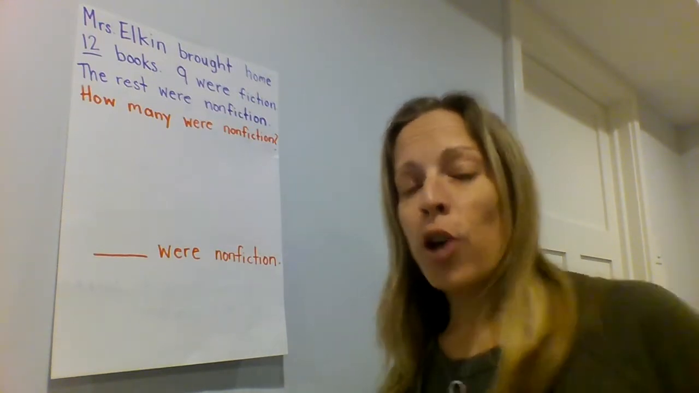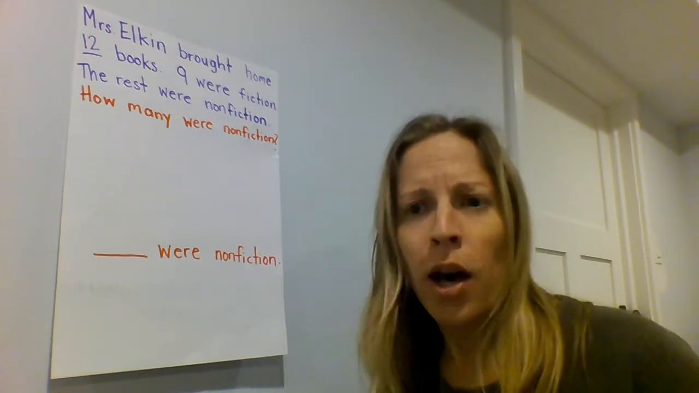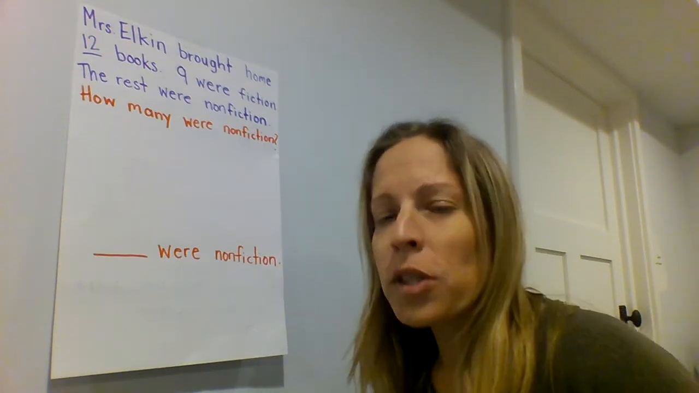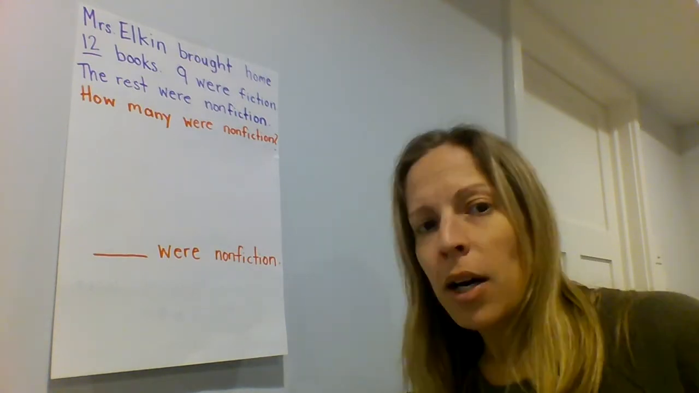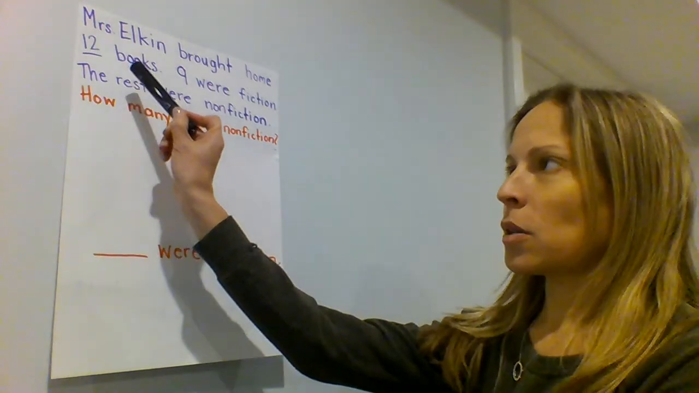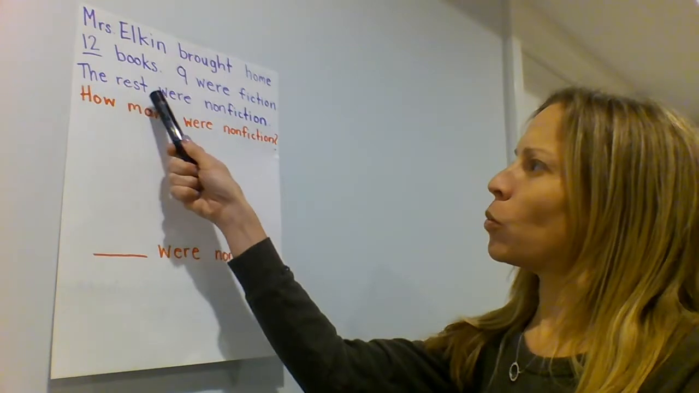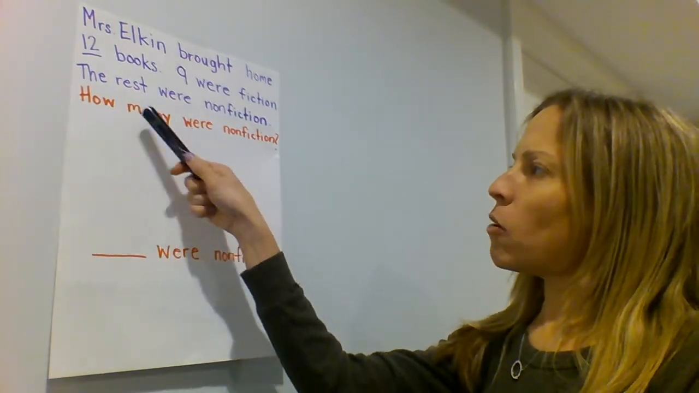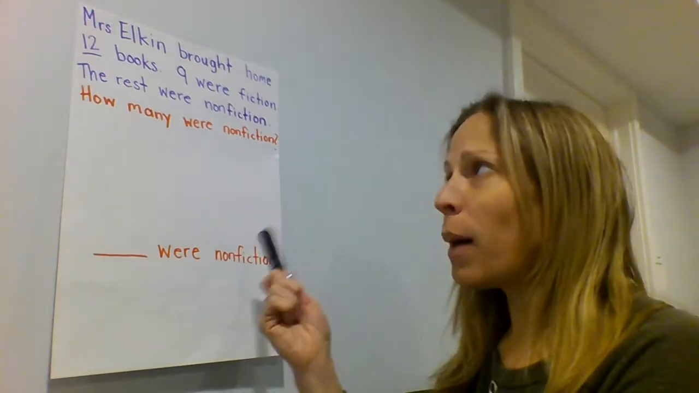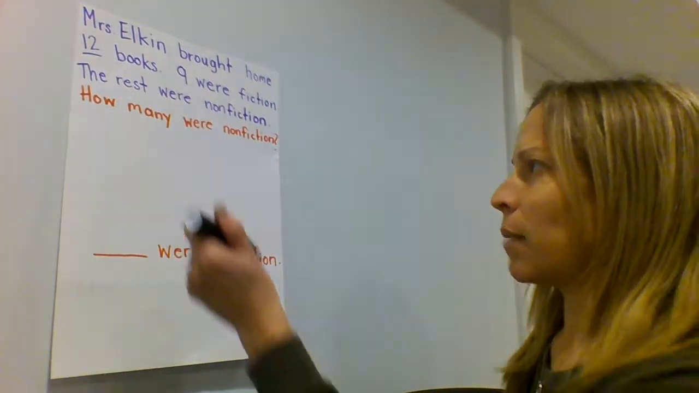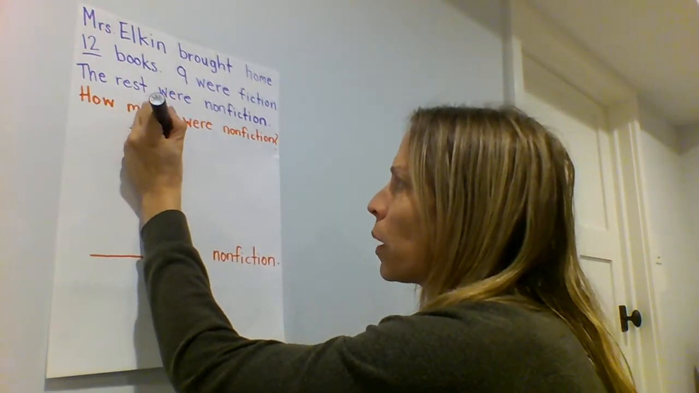And we're going to get started on this problem. So remember when we left school a few weeks ago and we were all packing up things? Well, this is a story problem about the books that I packed up to bring home. So it says Mrs. Elkin brought home 12 books. So let's all picture that in our minds. 9 were fiction and the rest were nonfiction. How many were nonfiction? So remember, if we think about the problem, we know the total this time. So we know that Mrs. Elkin brought home 12 books.